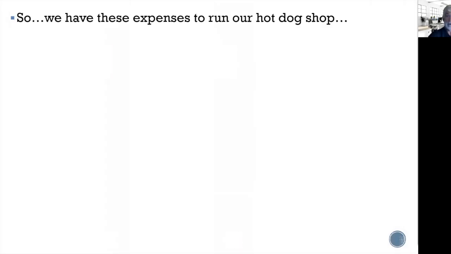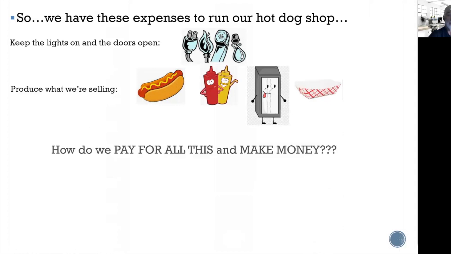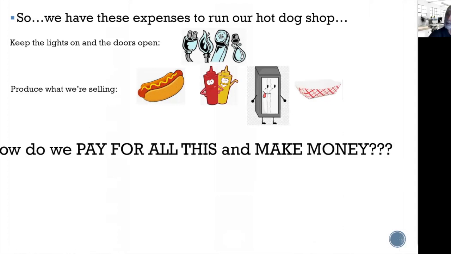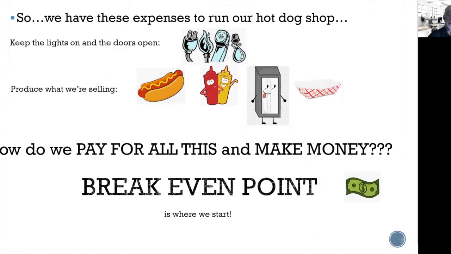All right, check this out. So we have these expenses to run our hot dog shop. You got to keep the lights on and the doors open, right? Pay for electricity. You got to pay for the telephone. You got to pay for water. You got to produce what you're selling. You got to do the hot dogs. You got to do the condiments and the napkins and the trays. And guess what? How do you pay for all this? Still make money. All right, we're going to start at the break-even point.